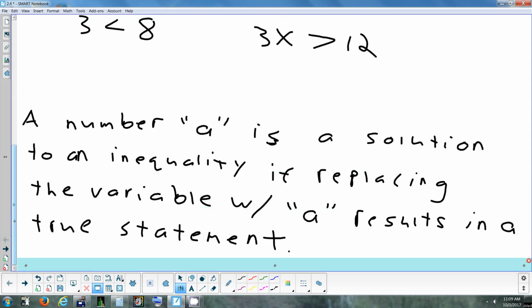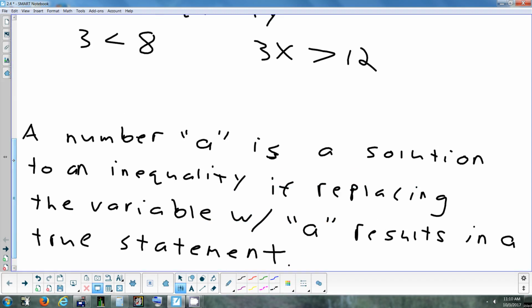All right, so how do you tell if a number is a solution? Kind of like we did yesterday. You take your number, you plug it in, and you see if you get a true statement. So we'll try it with 3x is greater than 12. Cameron, if I plug in 5 for x, 3 times 5 gives me 15. Is 15 greater than 12? Yeah, so that means 5 is a solution.